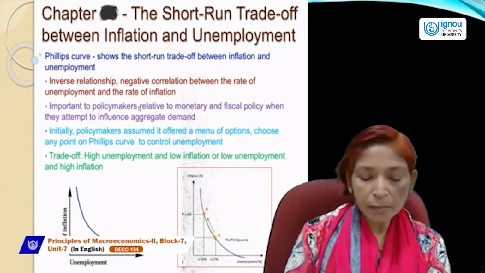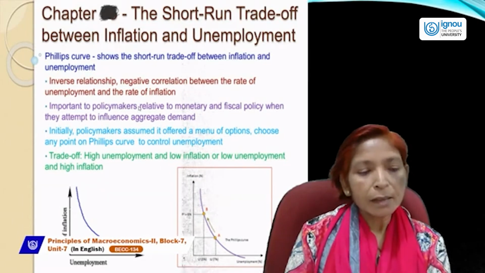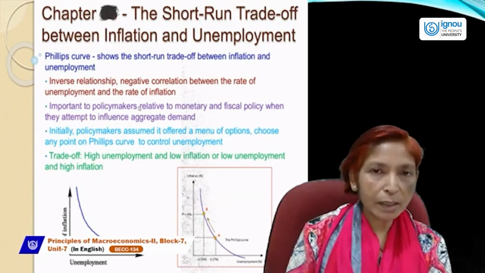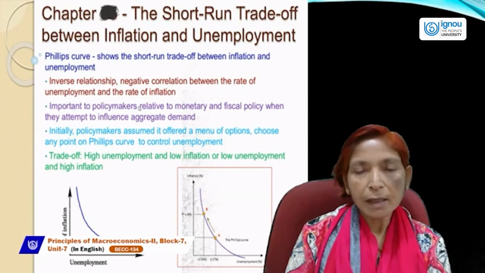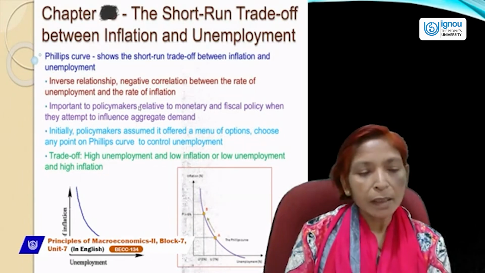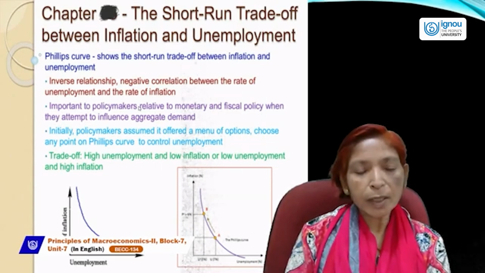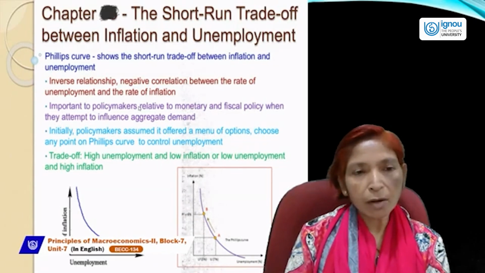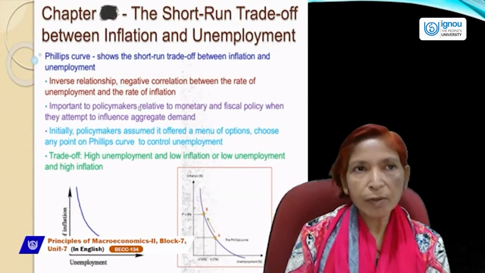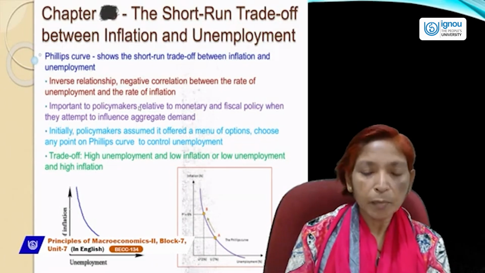In this diagram, the rate of inflation is on the y-axis, and unemployment is on the x-axis, and this downward sloping curve shows the inverse or negative relationship between inflation and unemployment.